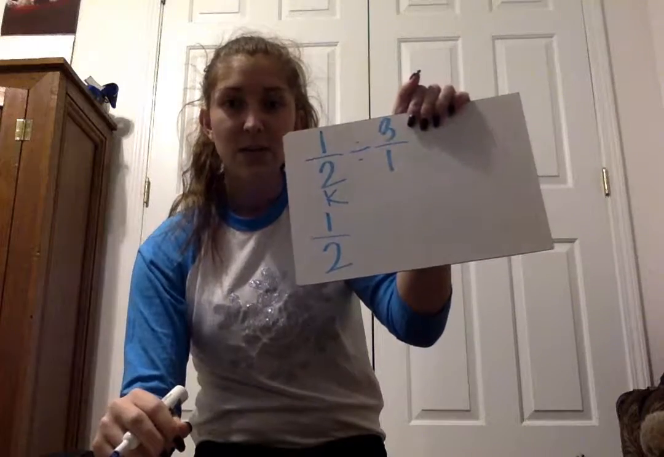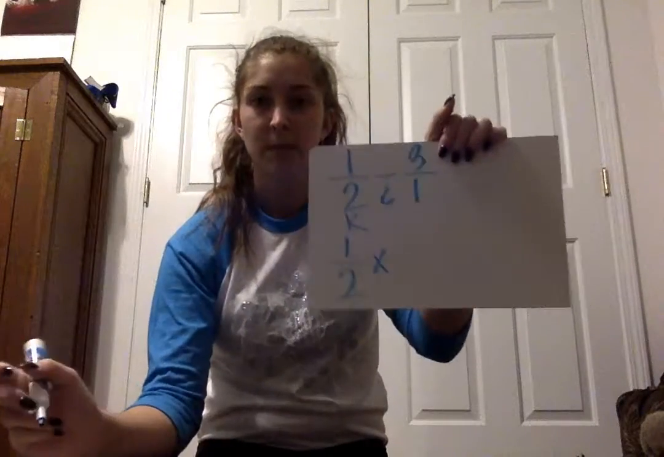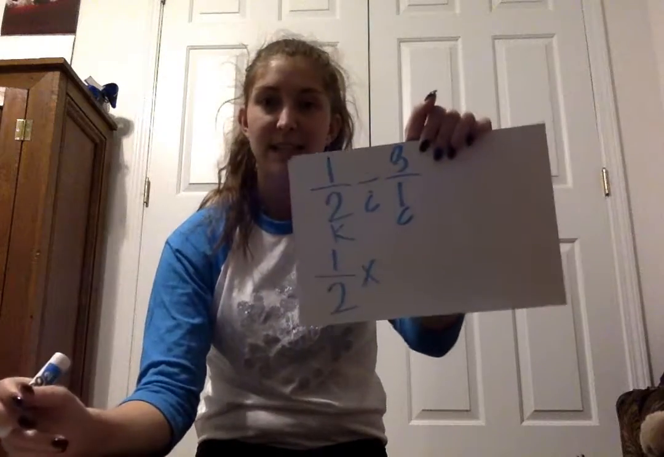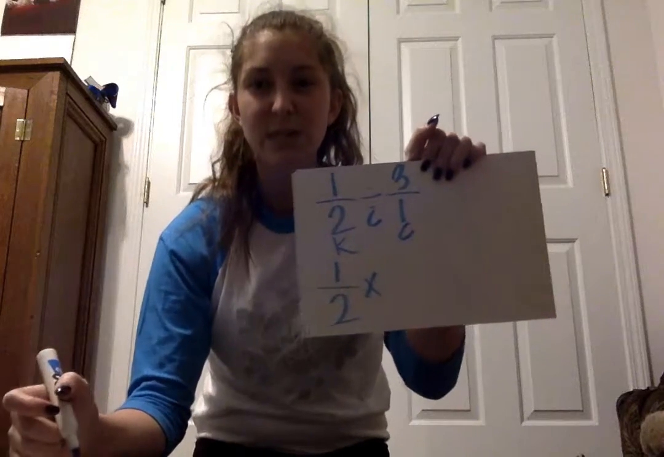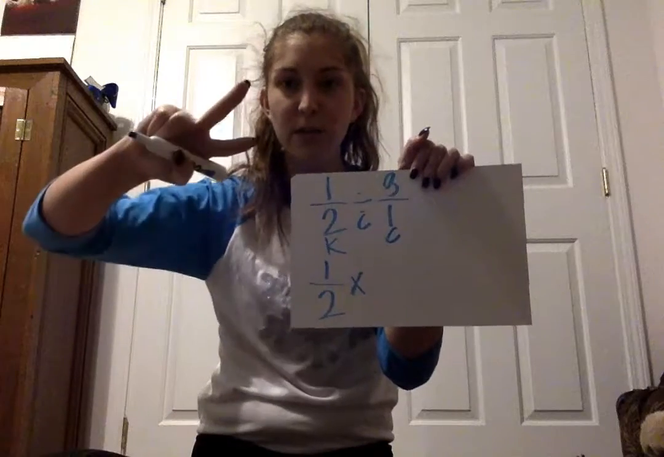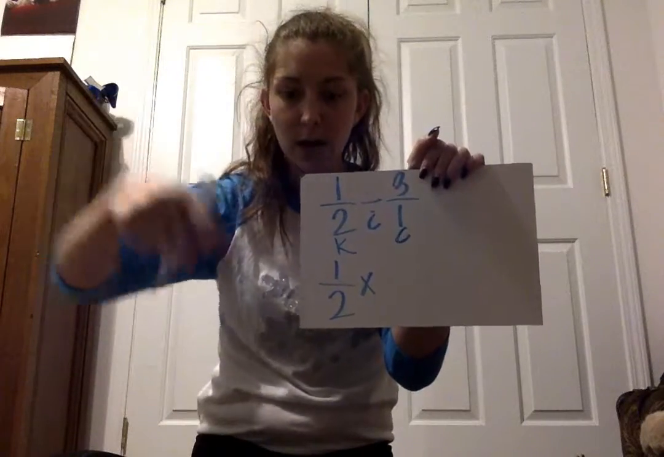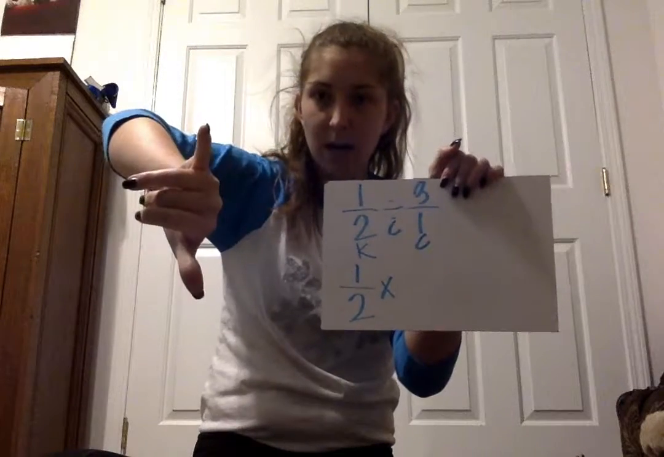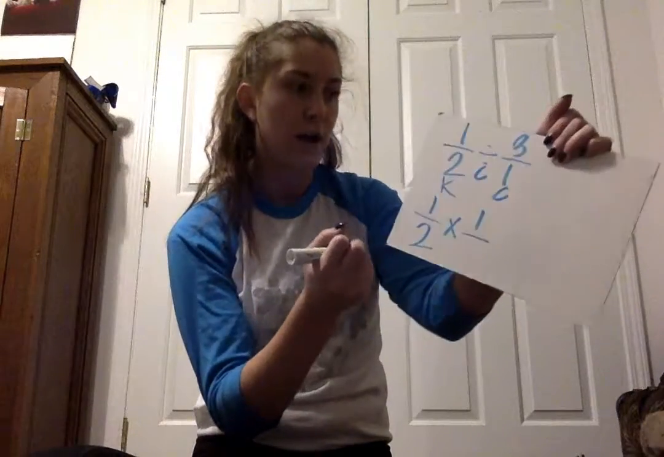The second thing that I have to do is change my division sign to a multiplication sign. And last but not least, I have to change that second fraction. And this is where I have to find the reciprocal of it. So if I need the reciprocal of 3/1, I know that I have to flip my numerator and denominator around. We can think about the hang loose sign where my thumb's the numerator and my pinky's the denominator. I've got to flip it around. My denominator has to go on top, which is a 1. My numerator has to go on the bottom, which is a 3.